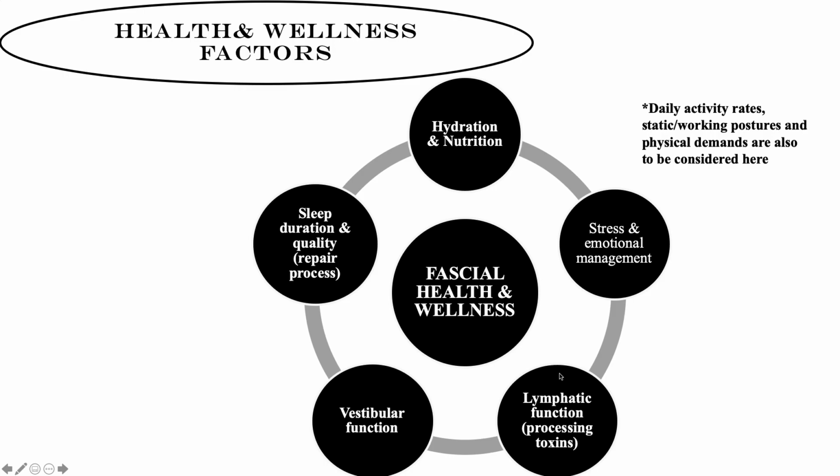Ground substance that we were just talking about on the previous slide, that's where we're thinking about lymphatic function and our ability to process toxins. If we have a bunch of toxins in our system, it's gonna disrupt the fascial glide. Back to that proprioceptive aspect, we're also gonna have vestibular function as a player here, and sleep duration and quality. This is our repair process. It's no different for fascia than it is for any other tissue. Sleep duration and quality are both highly important. And then really also just daily activity rates, and what do your static and working postures look like? What are the physical demands that you're exposed to or subjected to? These are all going to be considerations for the tissue quality.